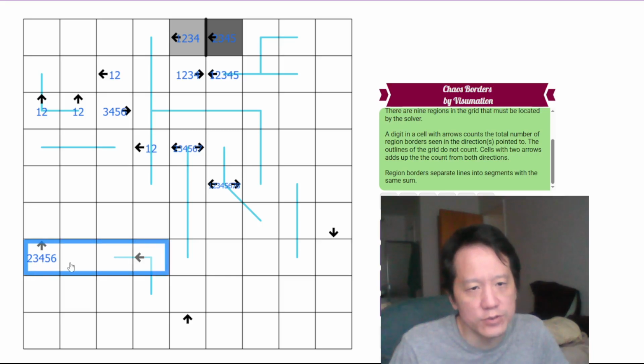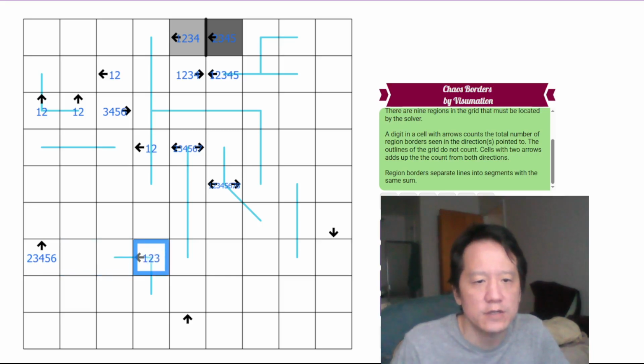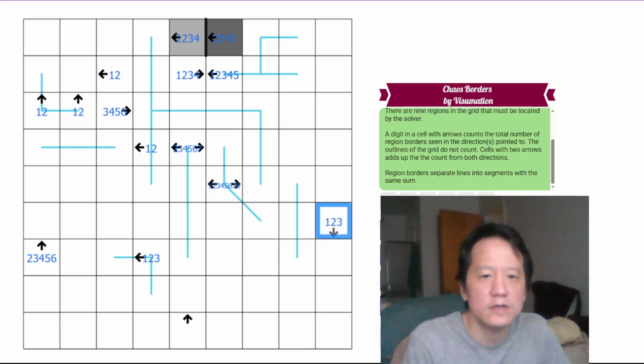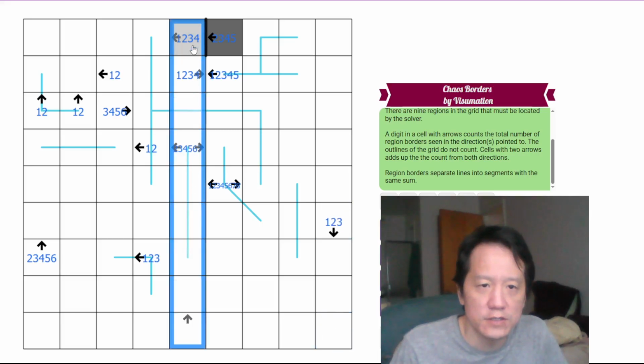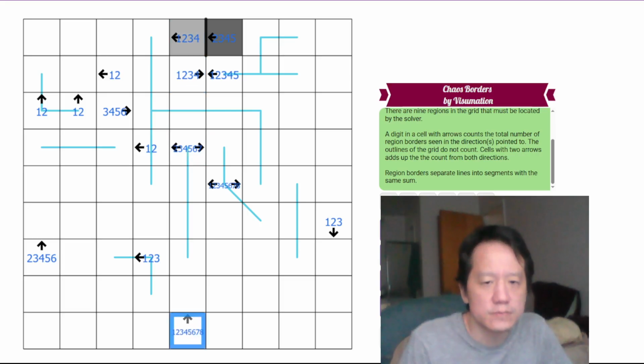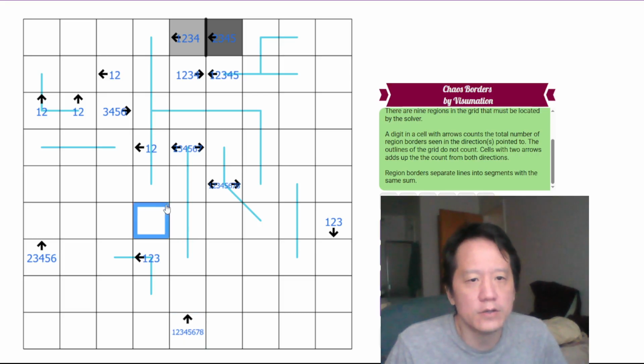This sees 1, 2, or 3 for the same reasoning. This sees 1, 2, or 3. And this sees up to 8, right? 1, 2, 3, 4, 5, 6, 7, 8. Okay.